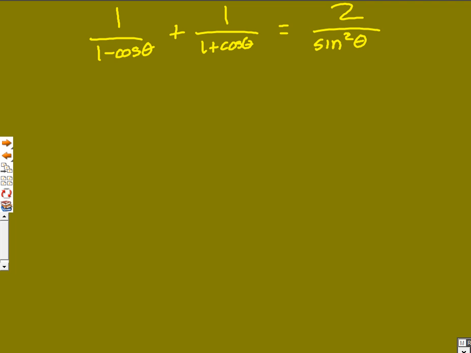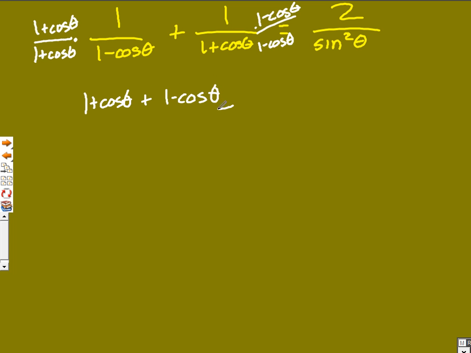Okay, so starting on the left-hand side, more complex, more terms. I'm going to make a common denominator. So 1 plus cosine on top and bottom over here, and 1 minus cosine top and bottom over here. Just basic algebra on one side of an equation, working just with the expression over here. So you have 1 plus cosine of theta, and 1 minus cosine of theta is what will be on top. Your denominator is then multiplied. 1 minus cosine and 1 plus cosine.